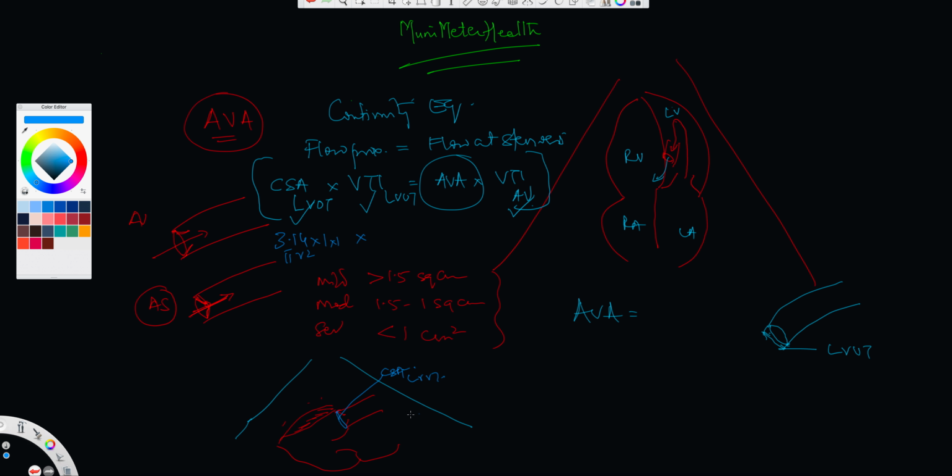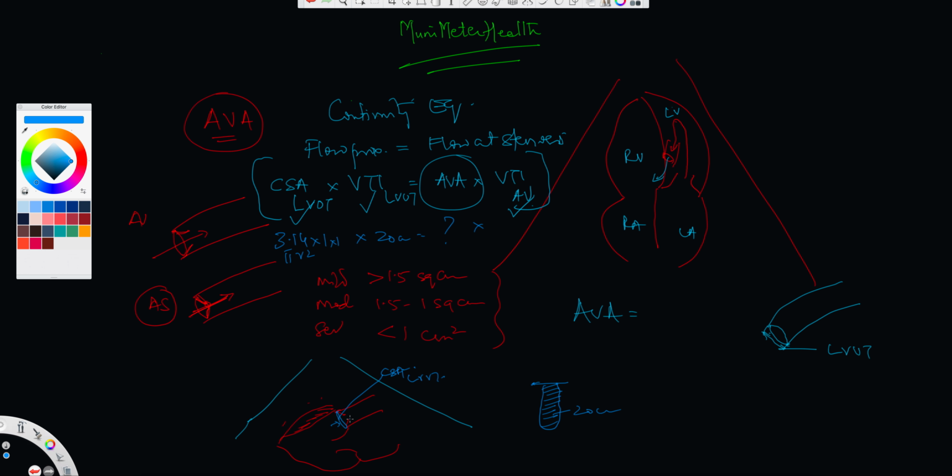The VTI LVOT that you'll measure here with the continuous wave Doppler in an apical view will be measured in this fashion. It'll look like this. And that, say, is 20 centimeters. So multiply that by 20 centimeters, okay? And then that is equal to the aortic valve area, which we don't know, but we will calculate, but the fact is that we do know the VTI at the aortic valve.